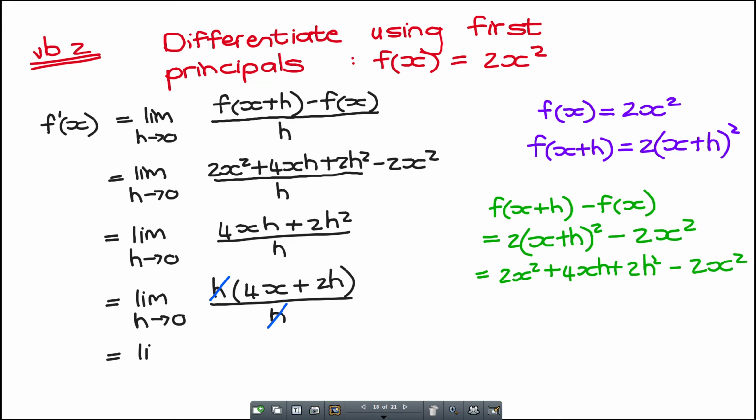So 4x plus 2h, and that means, ek weet nie of julle kan julle sien hier onder, ja. Okay, so that will be 2 times 0, so al wat oorbly is 4x. Can you see no limits, nothing in front of it?